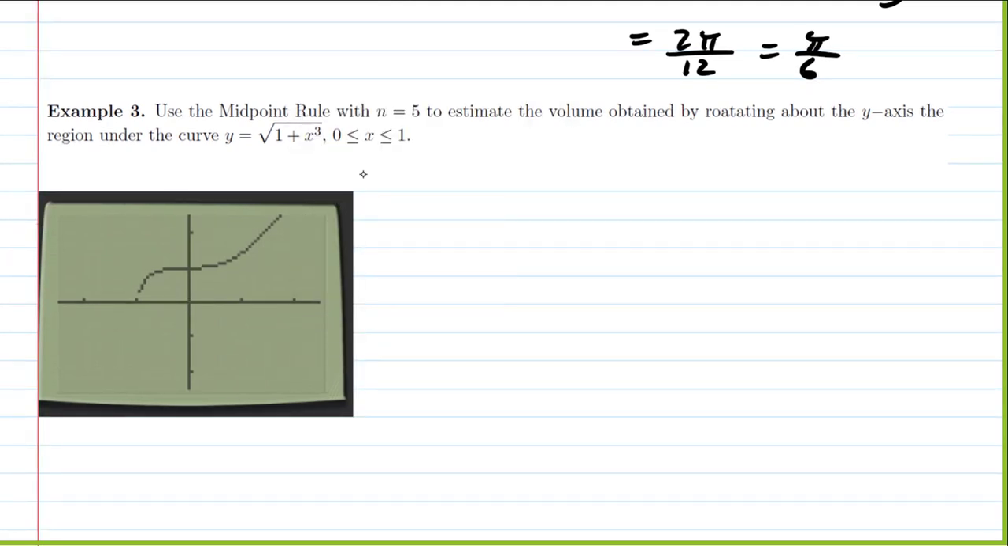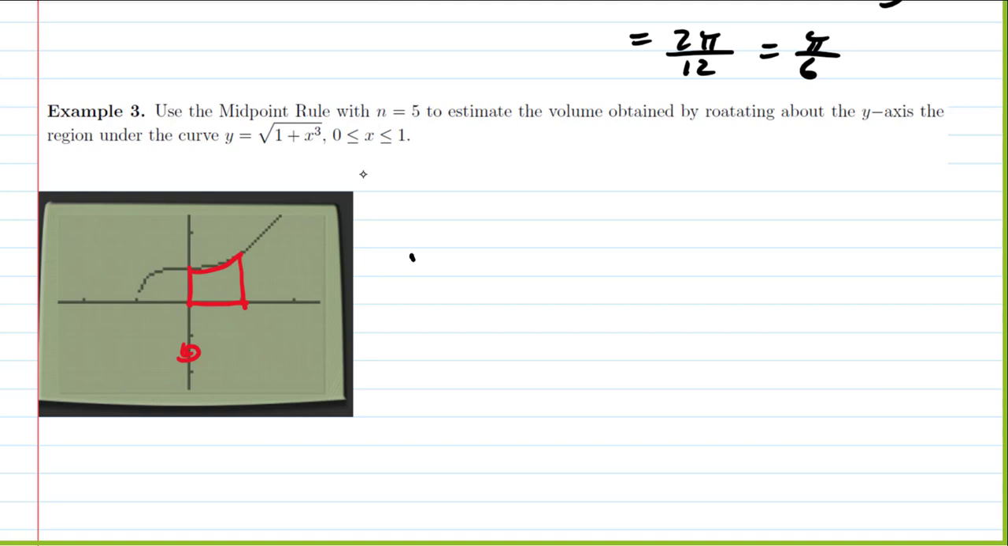So we have our 0, we have our 1. We have this, and we wish to rotate it about the y-axis. In this case, if we tried to use disks, we would run into a problem out here when we would try to make our approximating rectangle again, where we'd have the upper and lower curve being the same thing.